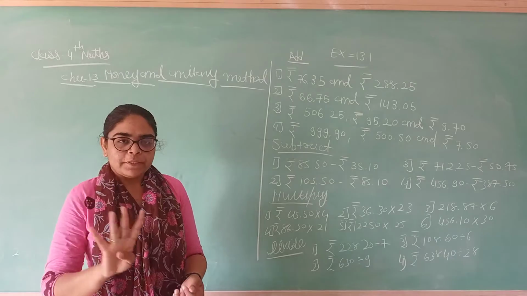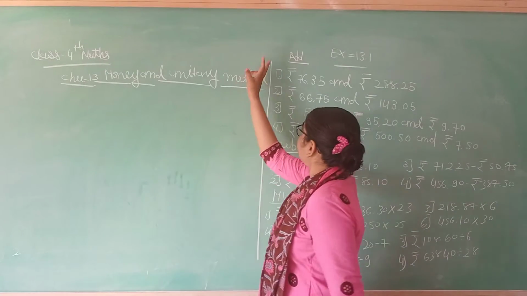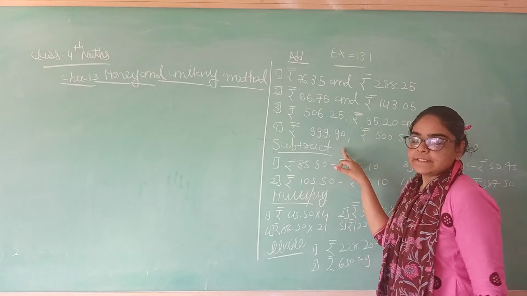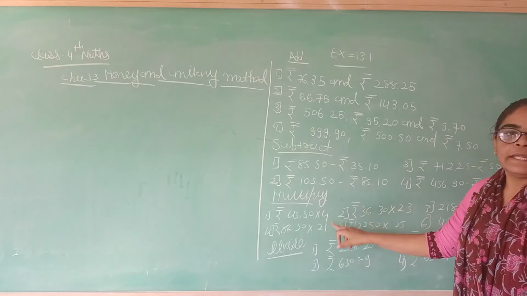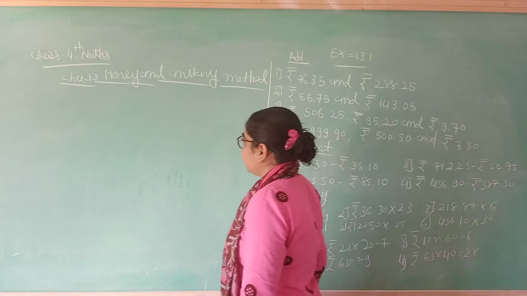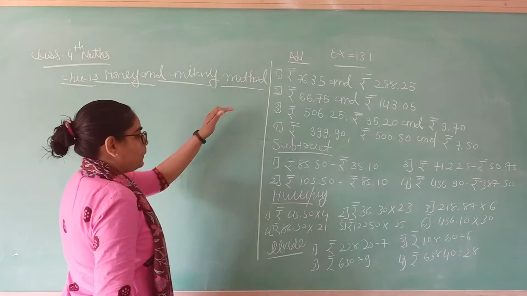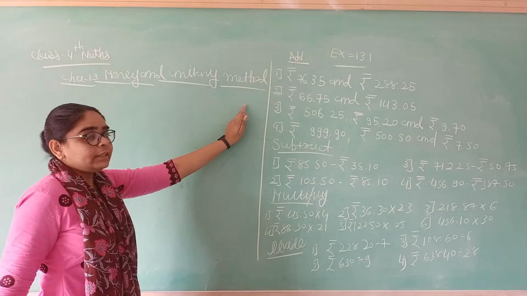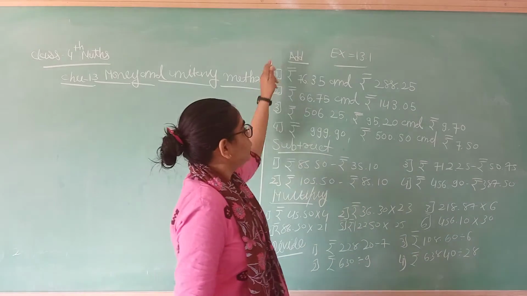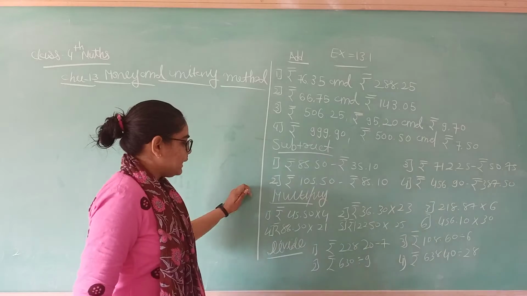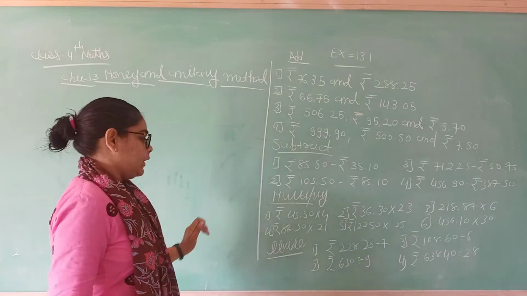Okay, four operations are there. First one, addition. Second, subtraction, multiply, and divide. Okay, you know four operations, but here with the decimal numbers, we have to do addition, subtraction, multiplication, and division.